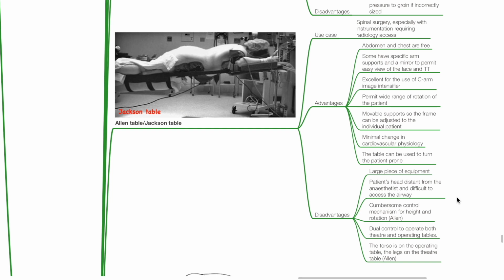Disadvantages: large piece of equipment. The patient's head is distant from the anesthetist and it is difficult to access the airway. Cumbersome control mechanism for height and rotation for the Allen table. Dual control to operate both the theatre and operating tables. The torso is on the operating table and the legs on the theatre table for the Allen table.